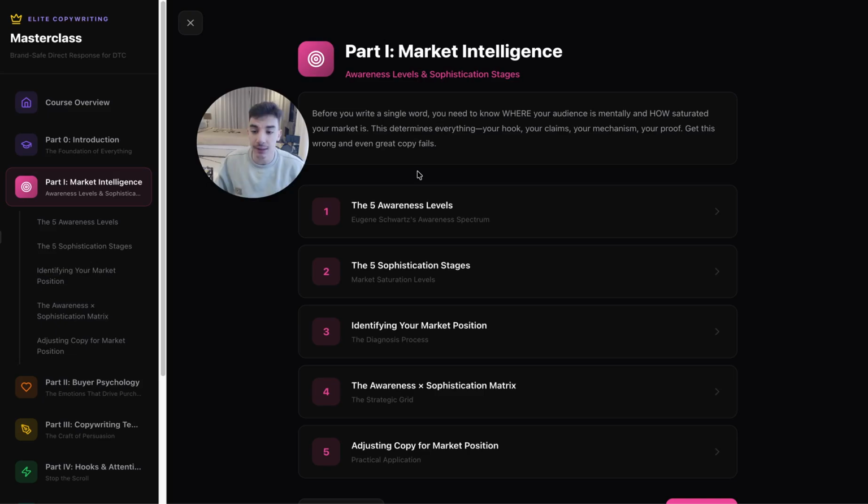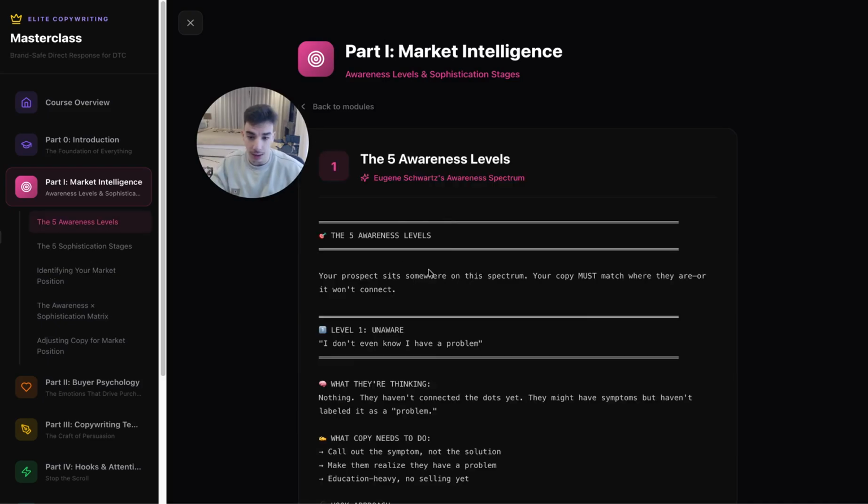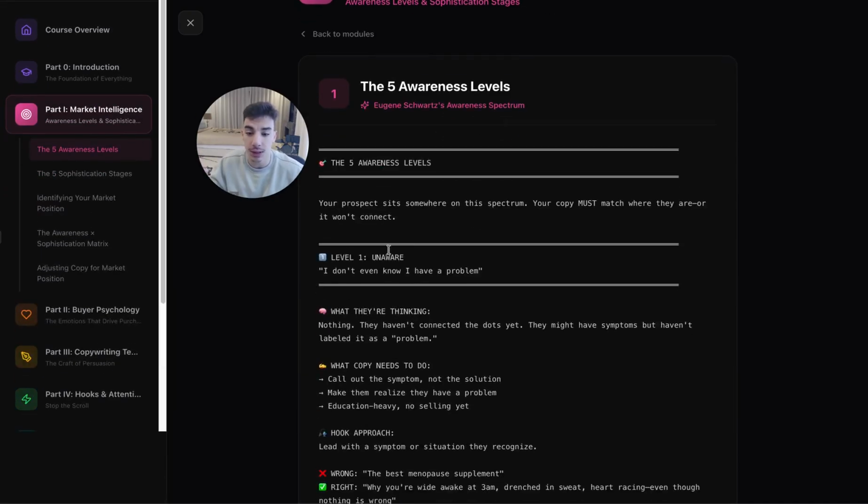So understanding the awareness levels and understanding the sophistication stage is really important for how you're going to communicate to them. So let's go with the first part, the 5 awareness levels. Your prospect sits somewhere on the spectrum. Your copy must match where they are, or it won't connect.